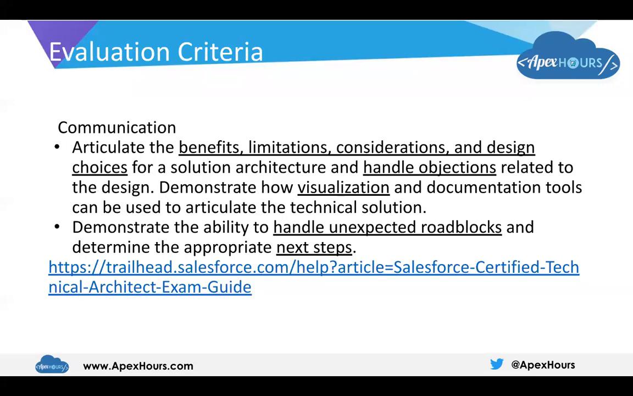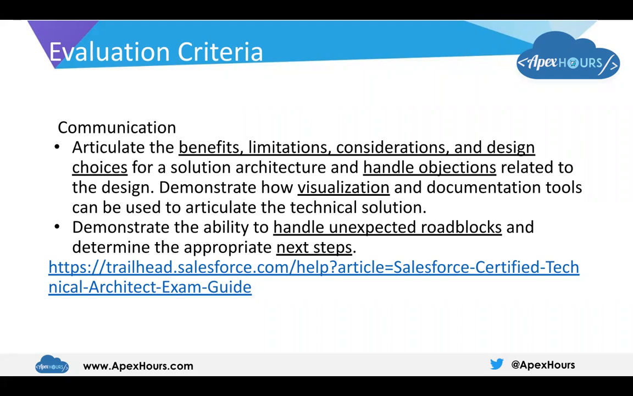Diving into the first part, the evaluation criteria, we see that the bullets mention that you have to articulate the benefits, limitations, considerations, and design choices for a solution architecture and handle objections related to the design. You also should demonstrate how visualization and documentation tools can be used to articulate the technical solution. And finally, you have to demonstrate the ability to handle unexpected roadblocks and determine the appropriate next steps.